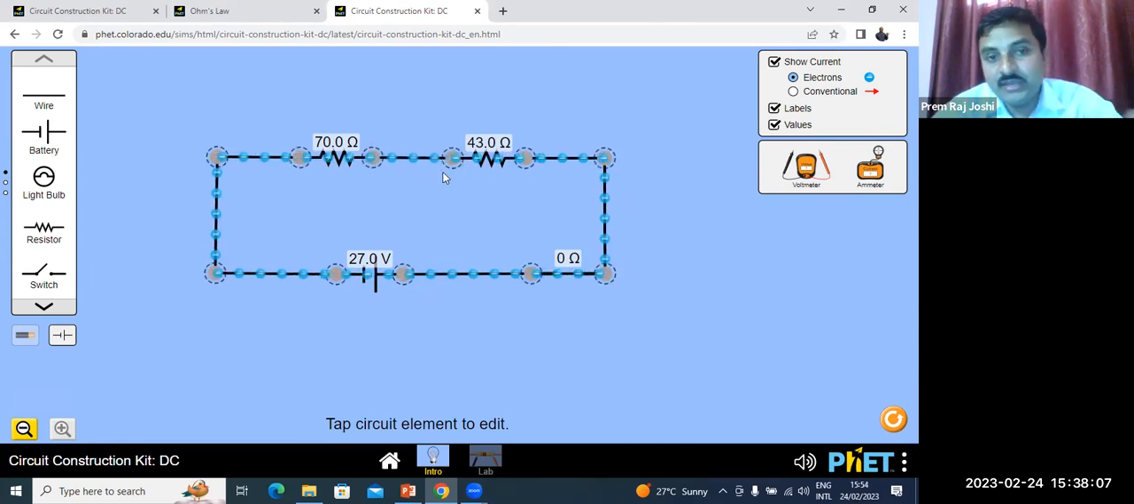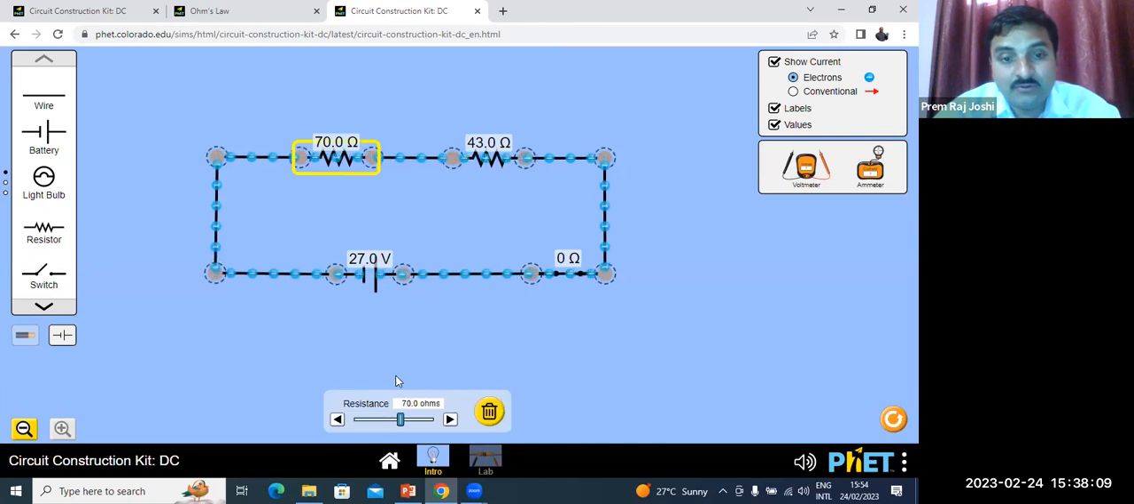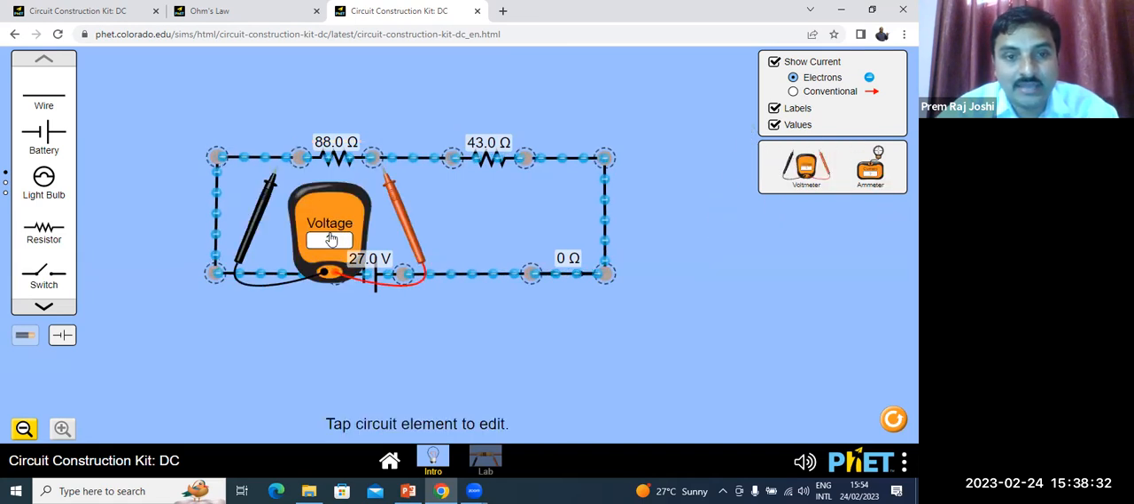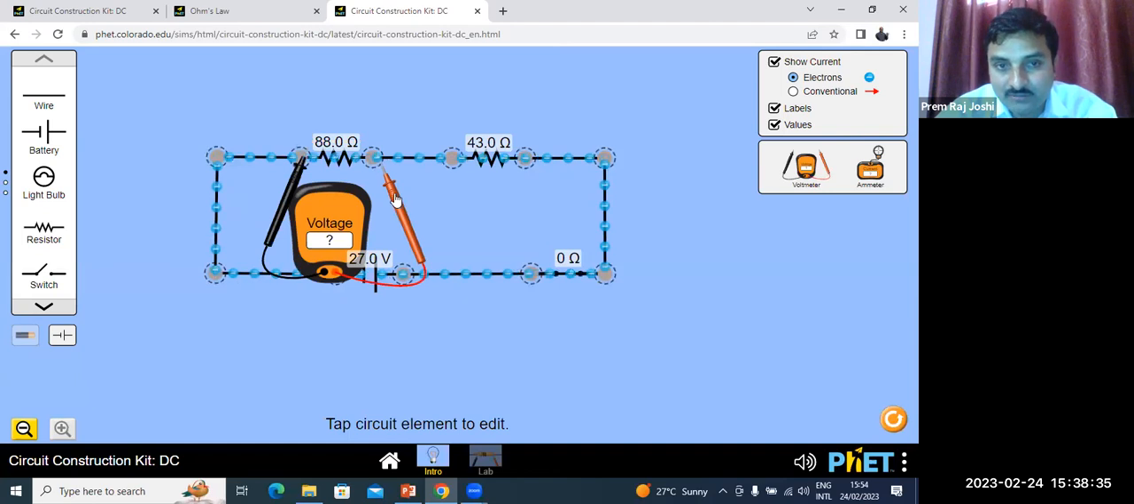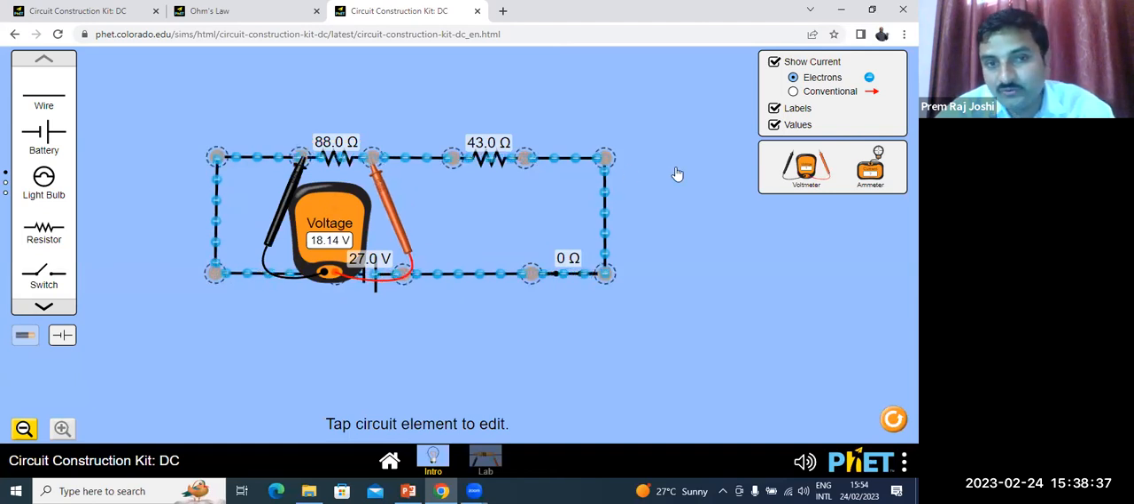But we can discuss, for example, I have now increased this value to 88 ohm. Now we can ask the class to find the current. Now what is the value of the potential difference across this? Now what is the value of current? We can just make conversation with the students. Then they will do it numerically. So this kind of activity we can do.